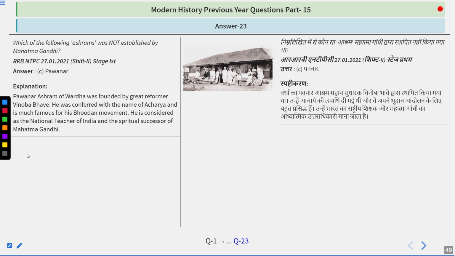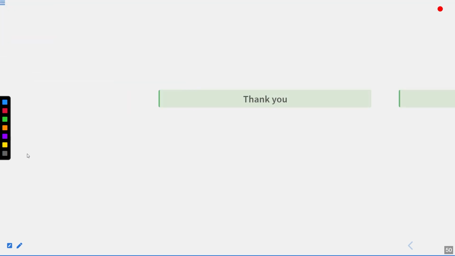He was conferred with the title of Acharya and is much famous for his Bhoodan movement after independence. He is considered the national teacher of India and a spiritual successor of Mahatma Gandhi. If we are talking about Vinoba Bhave, remember one more thing, that he was appointed as the first individual satyagrahi under the individual satyagraha movement that was started in 1940. So do remember, the answer is Pavnar.